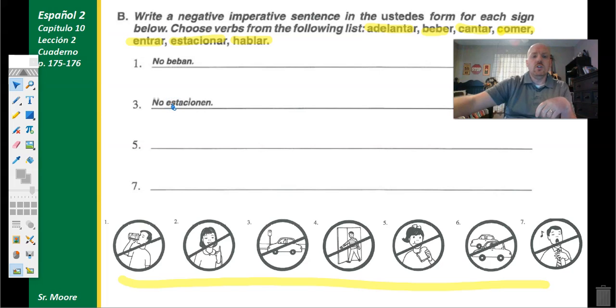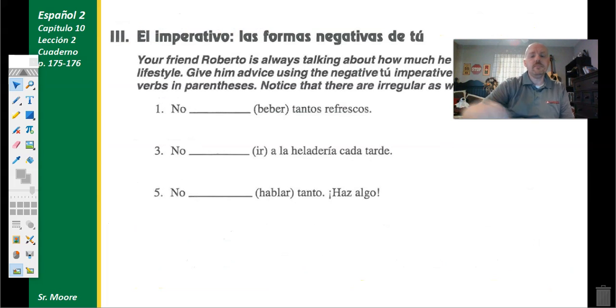Número 3, no estacionen. Do not park. No parking. No estacionen. Número 5, no coman. Do not eat. No coman. Número 7, no canten. No singing. No canten. All right, again, make sure you have any questions marked in red. That way we can go back through and talk about those when we're together again.